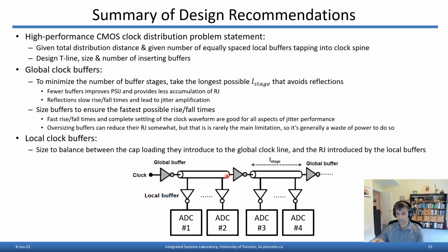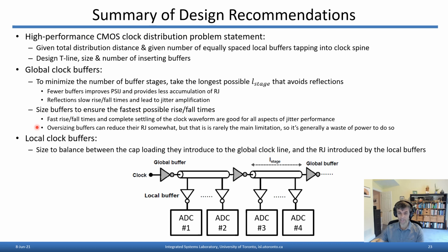But if we make the distance between stages so long that we start seeing reflections of the high frequency clock rattling around between buffer stages, then that's going to slow down the rise fall times and start leading to jitter amplification. So that's got to be avoided at all costs. That forms the sort of upper limit on the distance per stage. Having established the distance per stage, we're going to size the buffers to ensure the fastest possible rise fall times. Remember, the fast rise fall times and complete settling of the clock waveform are good for all aspects of jitter performance.